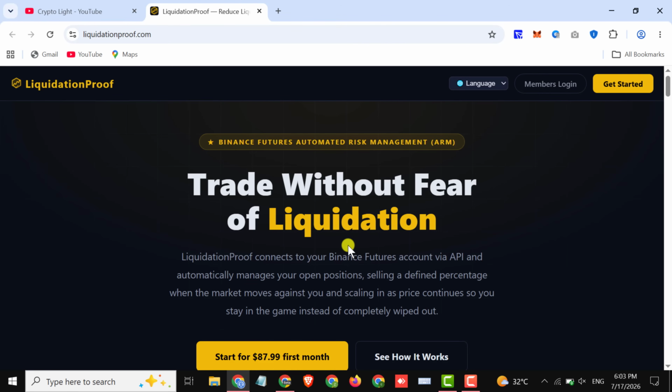Have you ever been liquidated while trading crypto futures because the market suddenly moved against your position? Today we are looking at LiquidationProof, an automated risk management system designed to help reduce liquidation risk on Binance Futures. It's important to note that this is not a trading platform and not an investment platform. Instead, it's a tool that will manage your existing futures position automatically. First, we have to introduce their website.